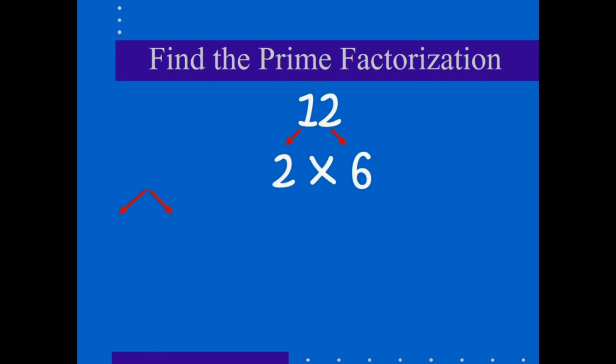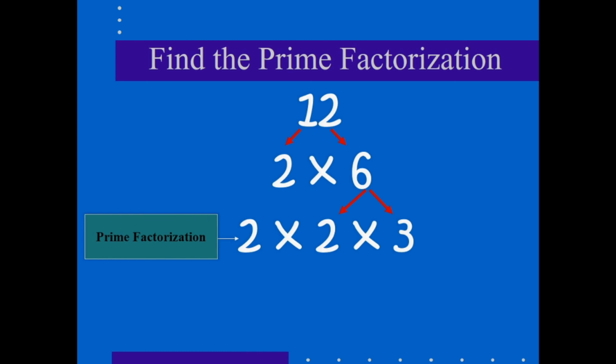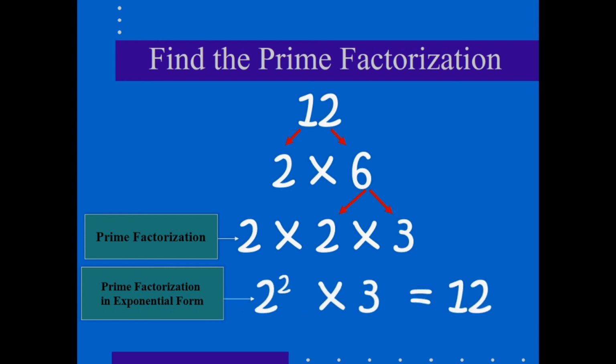So 6, it is divisible by 2. What number that can be multiplied by 2 and the answer is 6? It is 3. So the prime factorization is 2 times 2 times 3. In exponential form, it could be written like this, 2 squared times 3 equals 12.